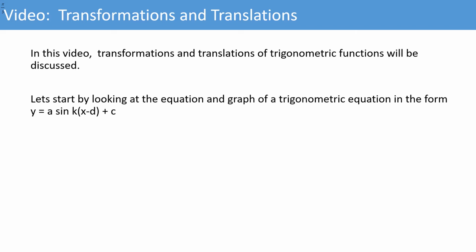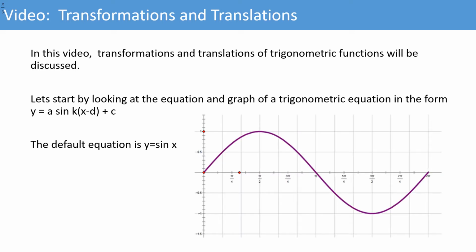Let's start by looking at the equation and graph of a trigonometric function in the form y equals a sine k x minus d plus c. The default equation can be written simply as y equals sine x. And this is what the graph of a sine function would look like.